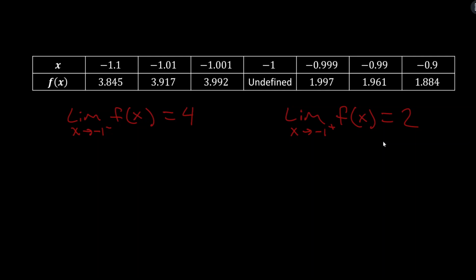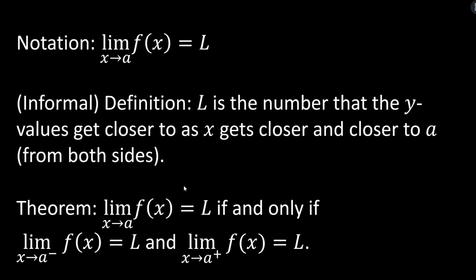So what we can say from this is that since the left-handed limit is 4 and the limit from the right is 2, the limit itself does not exist because 4 and 2 are not equal. And that's what we just learned from our limit existence theorem. These two things have to be exactly the same in order for the general limit to exist.